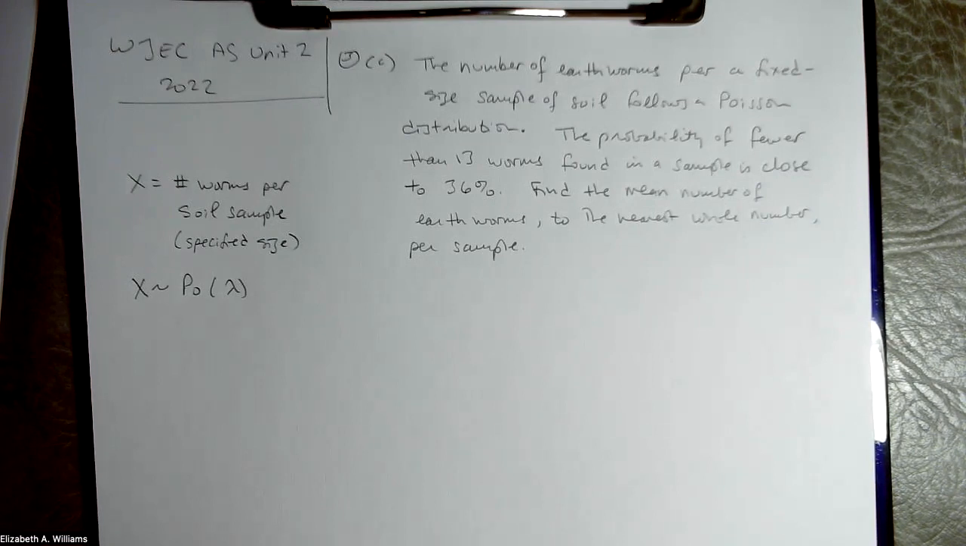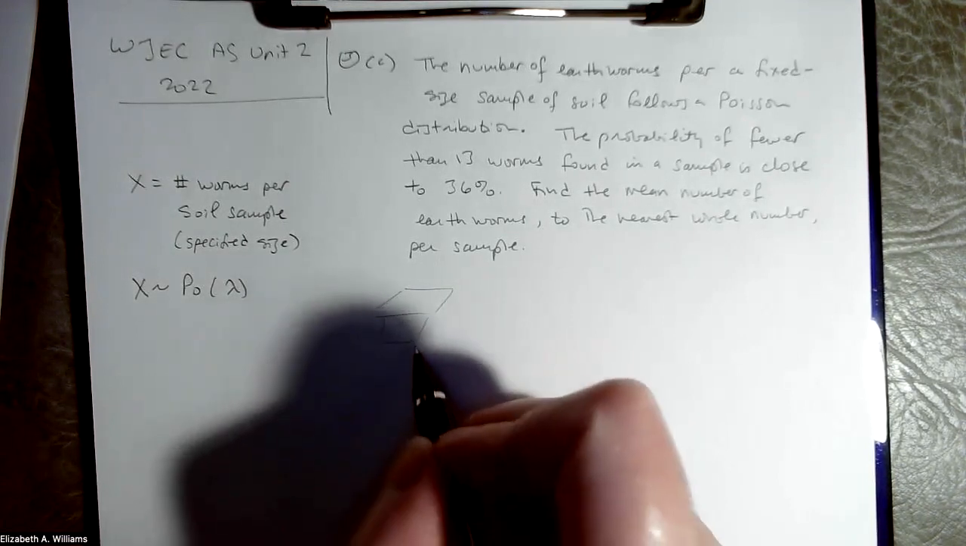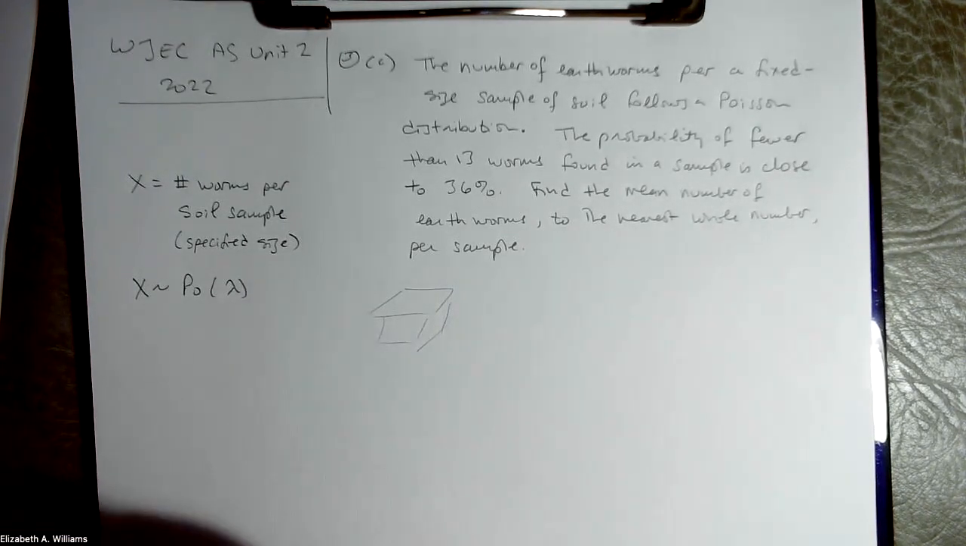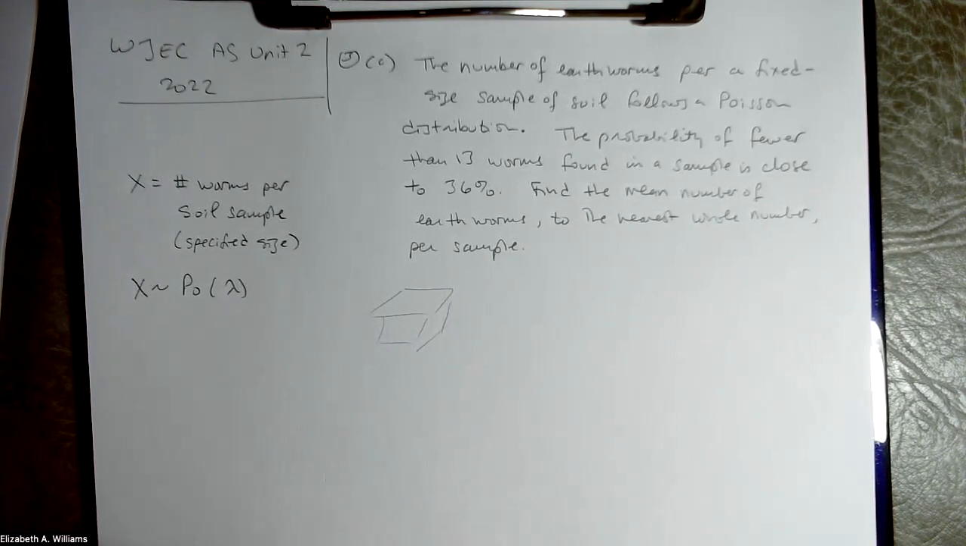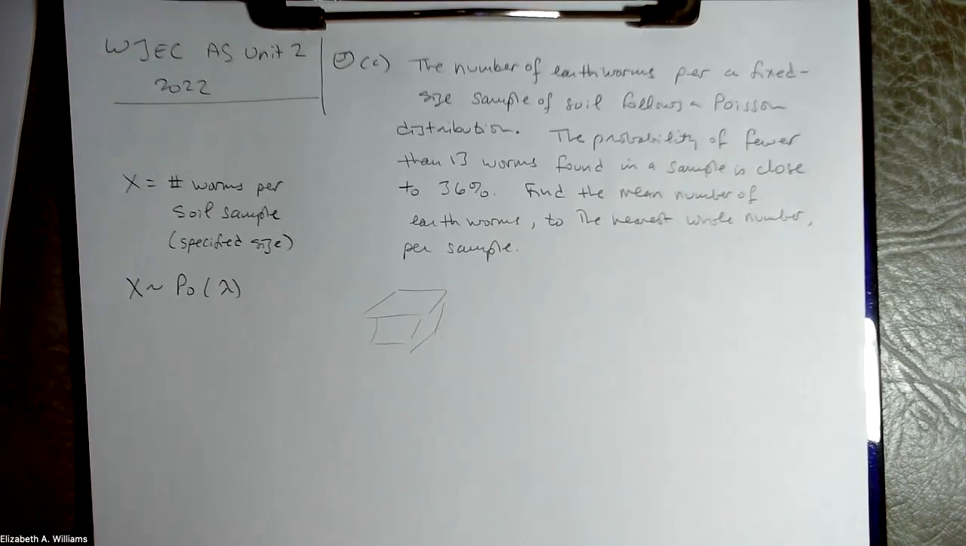It's to do with counting earthworms in a soil sample, and they give you a fixed dimension for the sample because Poisson has to do with how many occurrences you get in a fixed interval. So a given volume of soil is a fixed interval of space. Parts A and B give you the average number of occurrences. They give you lambda, and you have to do things with the distribution.